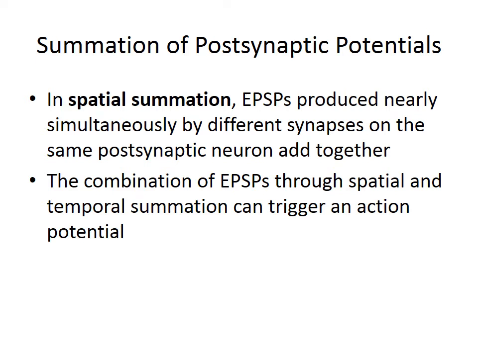We can also have spatial summation, where EPSPs produced nearly simultaneously by different synapses on the same postsynaptic neuron can add together. So the difference is in spatial summation, the EPSPs are produced by different synapses on the same neuron, and they will add together. And the combination of the EPSPs in spatial summation and the temporal summation, when you add them all up, you would actually generate or trigger an action potential.